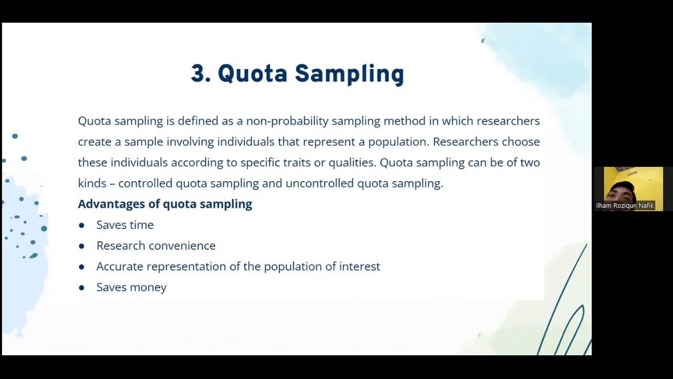Okay, next. The third type is quota sampling. Quota sampling is defined as a non-probability sampling method in which researchers create a sample involving individuals that represent a population. Researchers choose these individuals according to specific traits or qualities, of two kinds: controlled quota sampling and uncontrolled quota sampling. The advantages of this sampling technique are that it saves time, is convenient for research, gives accurate representation of the population of interest, and the last is that it saves money. Okay, next.